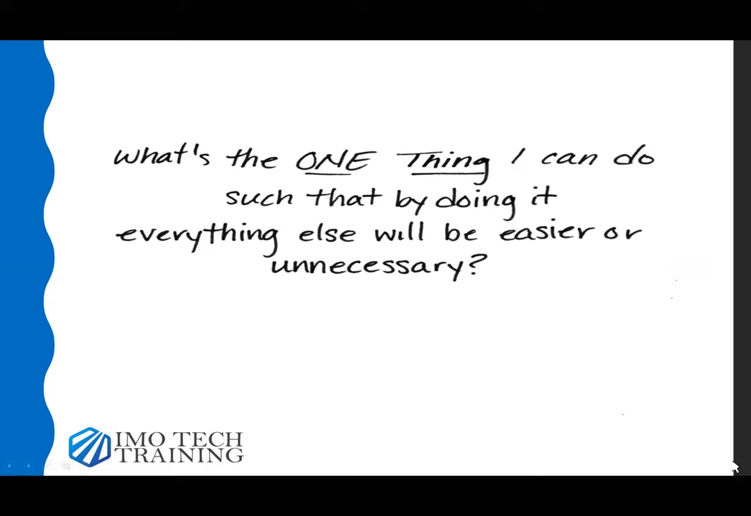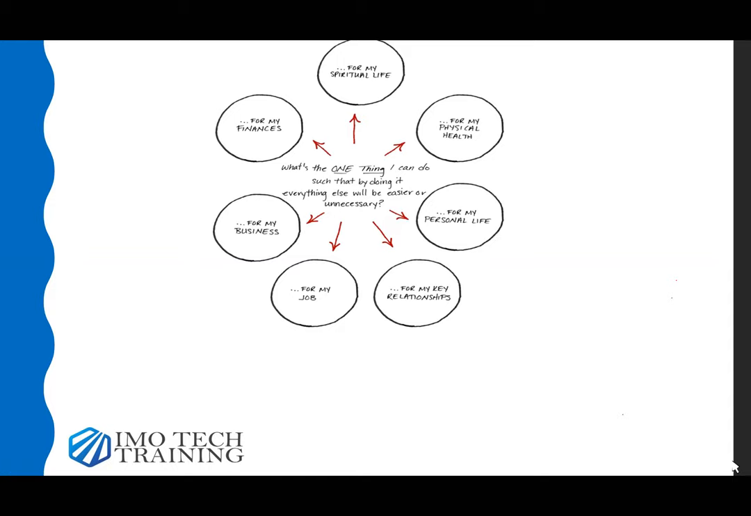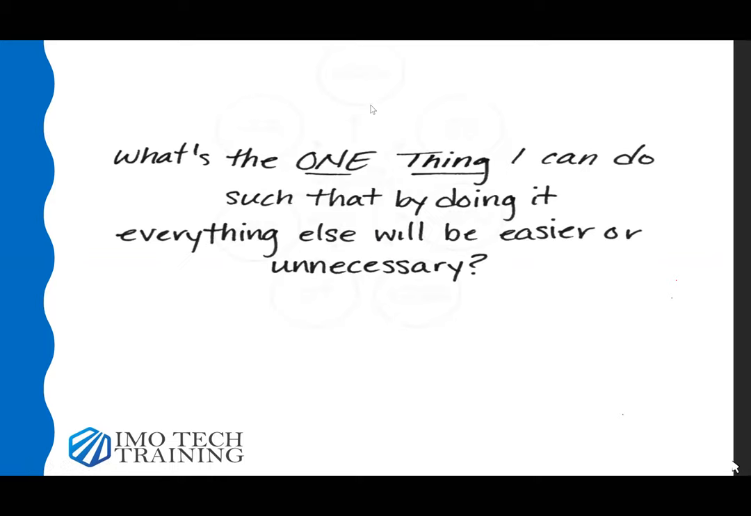What is one thing I can do such that by doing it, everything else is unnecessary? And this question can be asked in different parts of your life. You notice one thing. It didn't say, what are the five things I can do? It says, what's the one thing I can do?